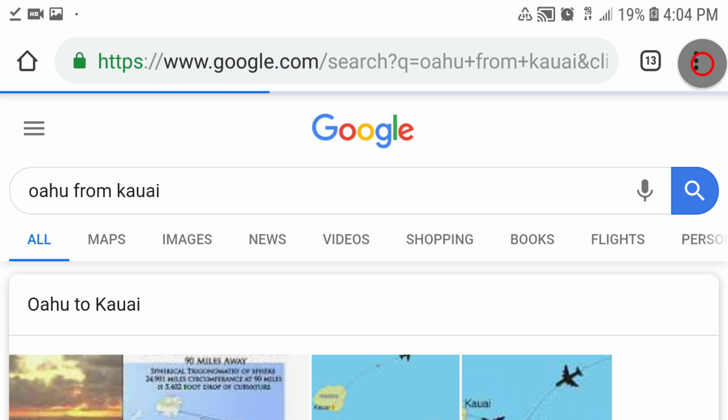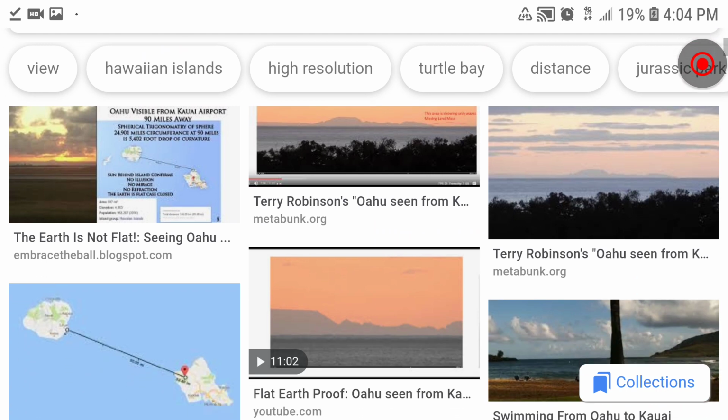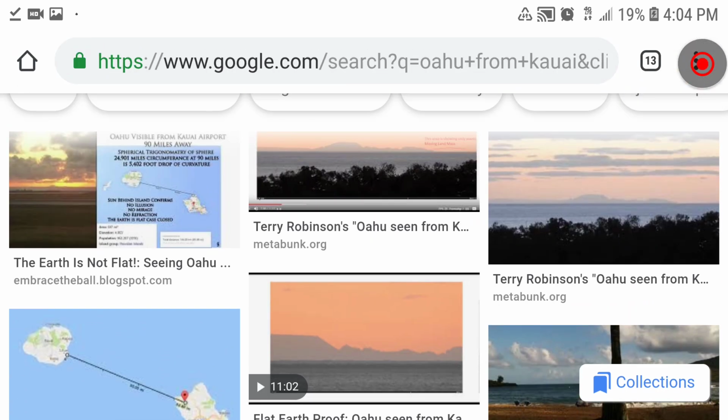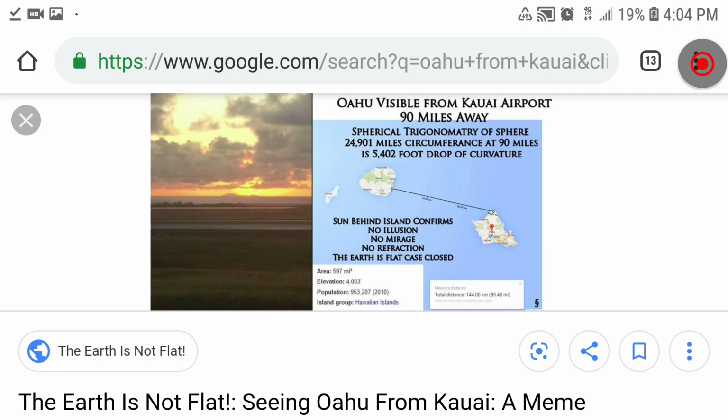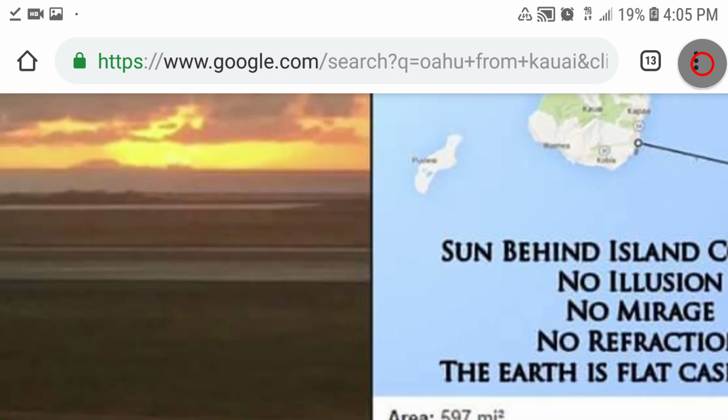There we go, baby. Alright. I made some of these, dude, at one point. And you know what? Mine could be up here by now. But I've posted mine a million times, I'd have to go look at it. Alright. Oahu visible from Kauai Airport, 90 miles. Oh, there we go. Look at that. From the airport even. Oh, God, it's the whole island.